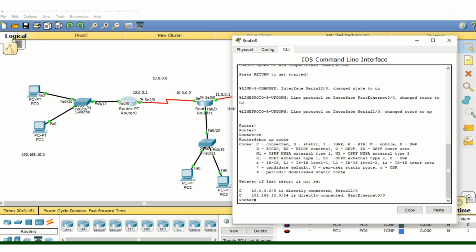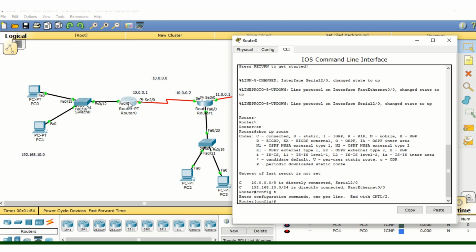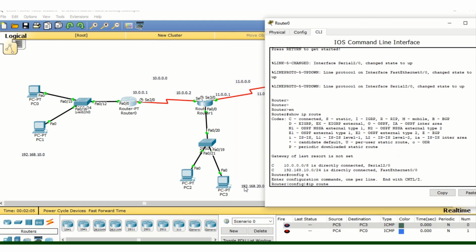The next hop address means if you want to reach that specific subnet, where to forward the packets. I'll tell you how. Config T. So this router knows 10.0. Let's suppose first we need to add this 20.0. So what is the command? The command is IP route. Then we write the network address of the subnet. So network address of this subnet is 192.168.20.0. And then the subnet.